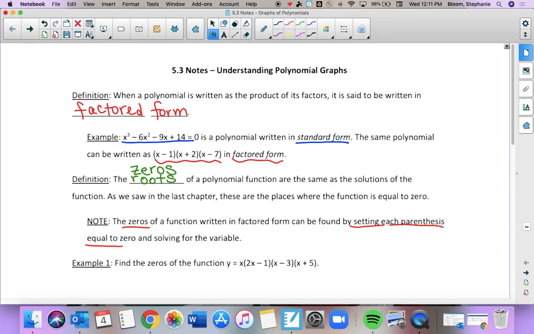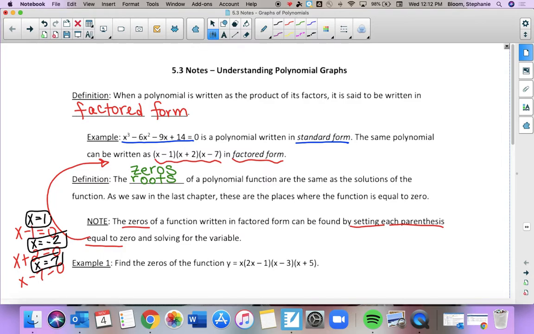So if I did that here, let me just go up to this so we can see. I would take x minus 1 and set it equal to 0. And I would take x plus 2 and set it equal to 0. And then x minus 7 equal to 0. How many answers for x would I be getting right here? How many answers would I get when I solved? 3 different answers. x would equal 1 would be one answer. x would equal negative 2 would be a second answer. And x would equal 7.